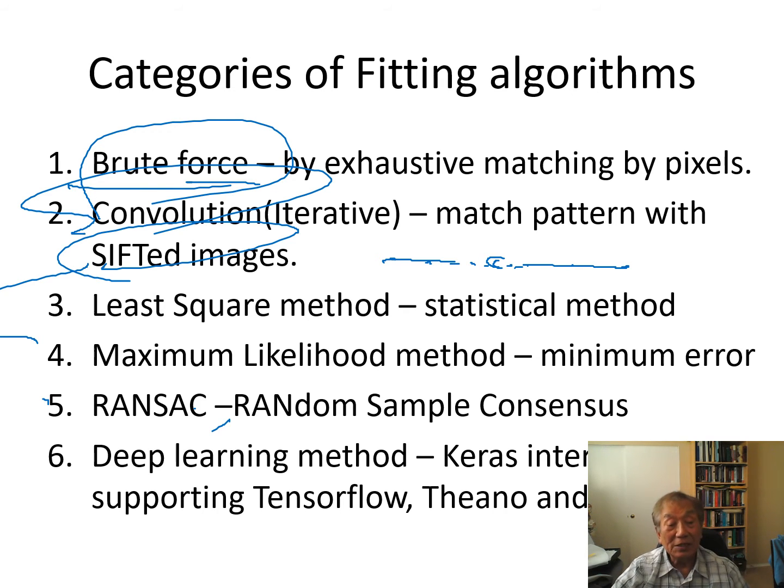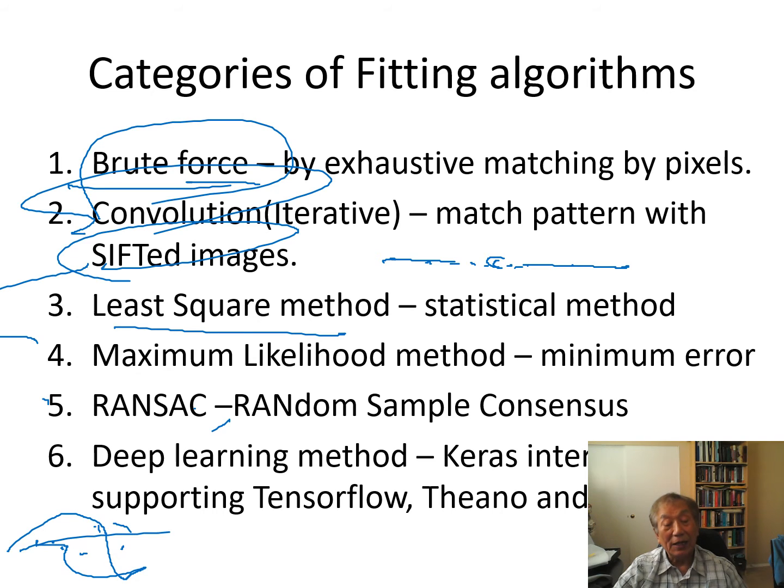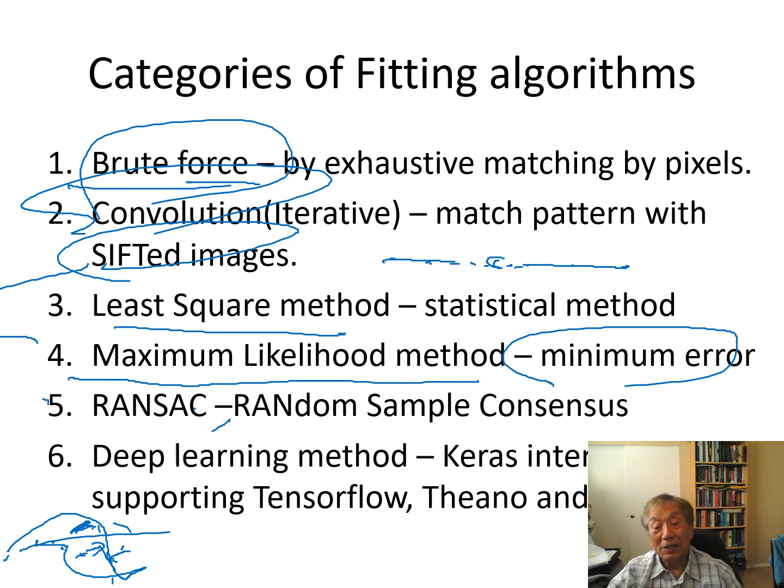And another one is the least square method. That's a calculation where there's a whole bunch of dots, and you have a linear or some curved line or some shape, and you measure how far each point is from the idealistic equation, and then you find the model where the error is the smallest, like that. Then maximum likelihood, this one is a minimum error.